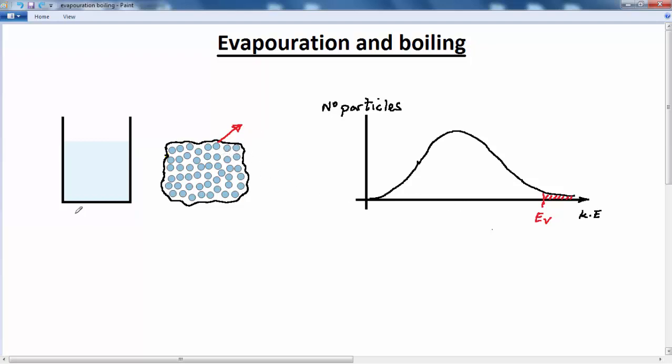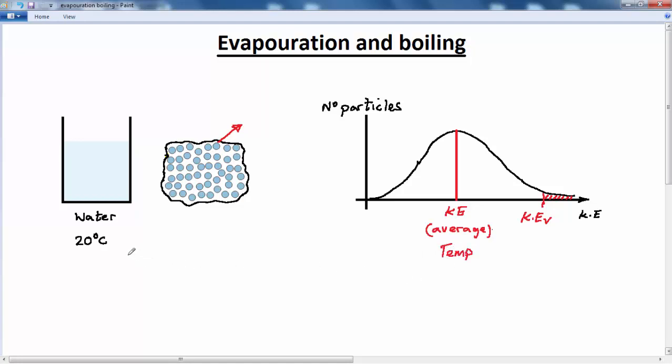So let's say that this liquid is water, for example, and at the moment it's at room temperature, say 20 degrees Celsius. The temperature of a substance is really a measure of the average kinetic energy of its particles. So looking at this distribution, the average kinetic energy of the particles is going to be somewhere around about here. So the average kinetic energy is a measure of the temperature of the liquid.